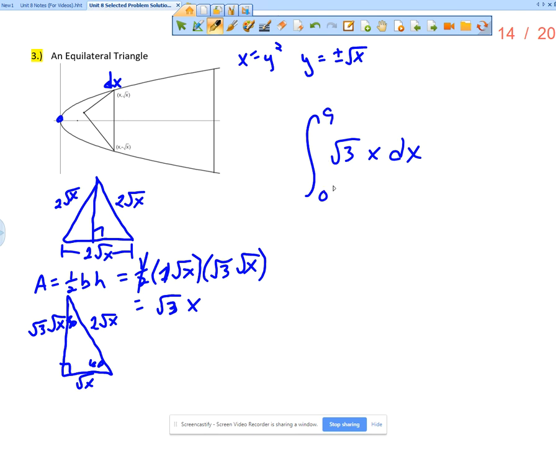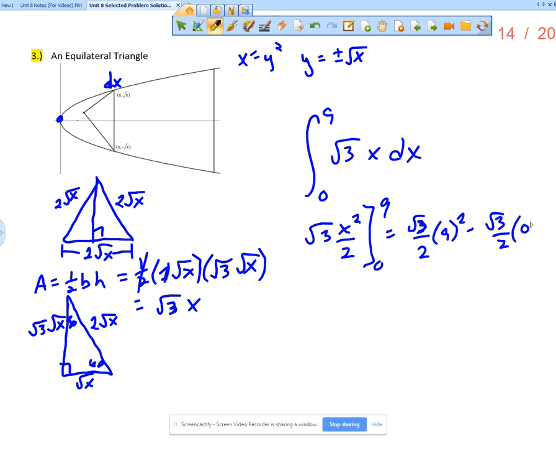So the integral, remember the root 3 is just a constant, so that would be x squared over 2, right? And we're evaluating from 0 to 9, right? So we have root 3 over 2 times 9 squared minus root 3 over 2 times 0 squared. So we have 81 root 3 over 2.